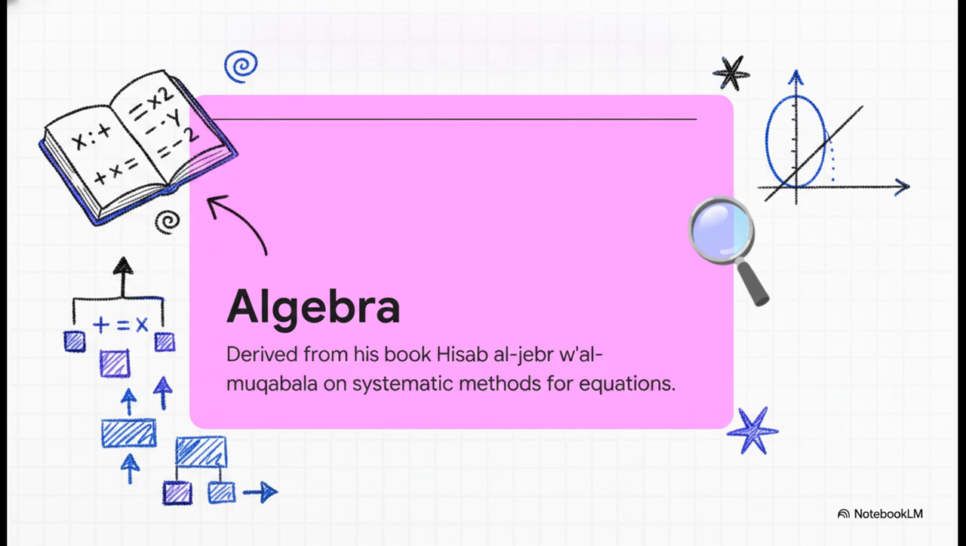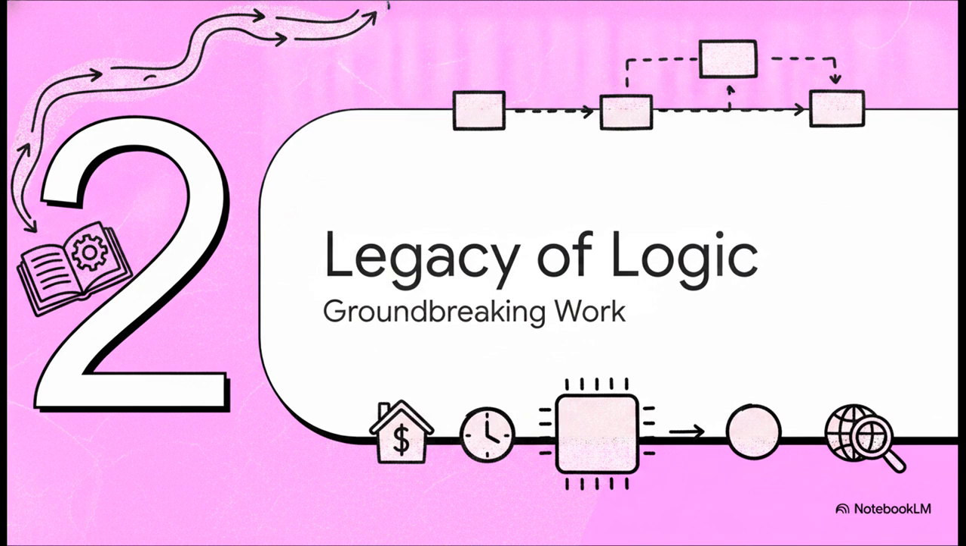This book was a total game changer because it introduced systematic methods for solving linear and quadratic equations. He developed techniques for manipulating unknown variables, which effectively created the algebraic discipline that pretty much every high schooler studies today. Moving on to Section 2, a legacy of logic.